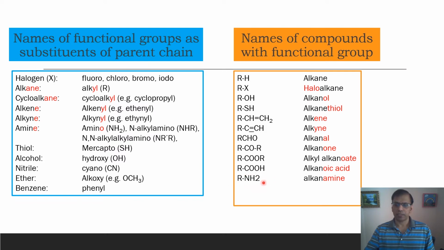When the NH2 group is present in the molecule, it's called an alkane amine. So the E of the alkane is replaced by the word amine. And then you have the CN group, which is the nitrile group, and you name the compound as alkane nitrile. You just add the word nitrile after the alkane name, just like we did for thiols, where we had alkane thiol. And then the last one is the amide, where we name it as alkane amide, where the E of the alkane is replaced by the word amide. So these are the names of the compounds with different functional groups, which you will encounter in organic chemistry.